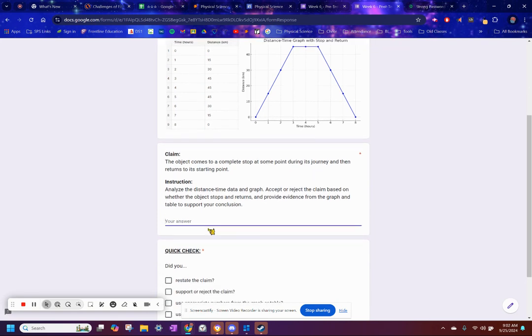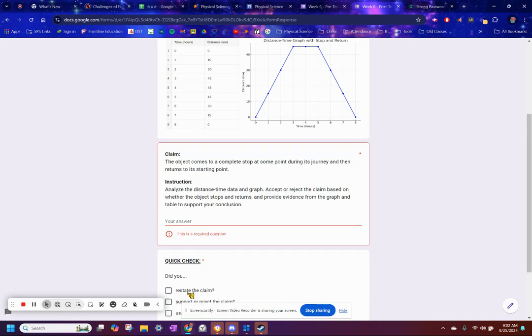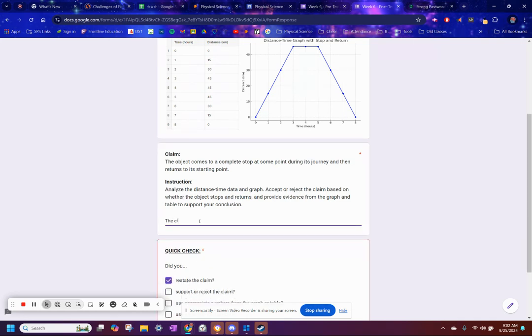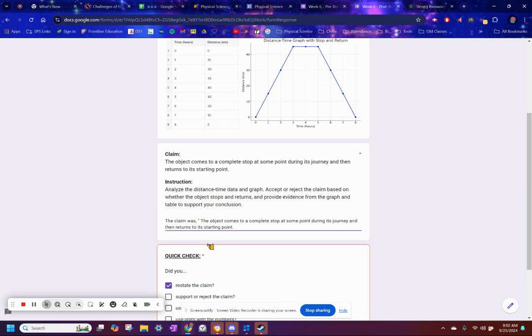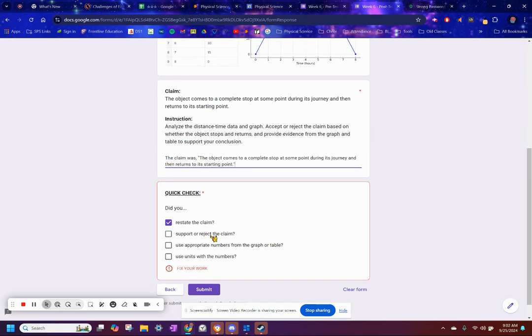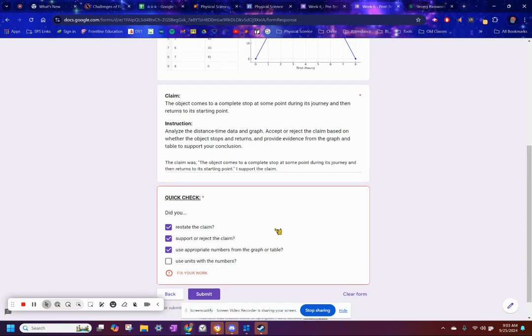So, we need to restate the claim. Let's do that first. The claim was, copy, paste, done. Do we support or reject the claim? I would support that claim. I support the claim. Use appropriate numbers from the table or graph.